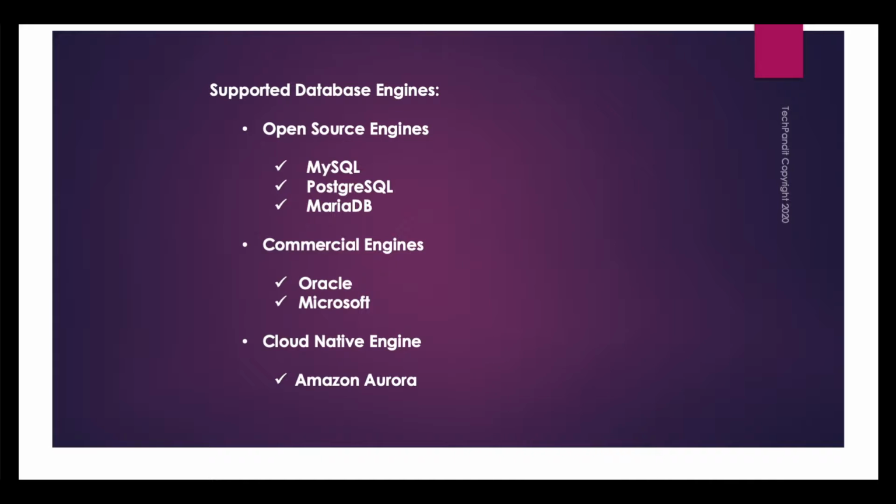So we have various relational database engines in the market. As of now, RDS supports 6 database engines. So we can create databases out of any of these 6 engines. From open source engines, we can create a MySQL database, PostgreSQL database or MariaDB. From the big commercial databases, we can create Oracle database or Microsoft SQL Server, or we can have the AWS native cloud engine, which is Amazon Aurora.